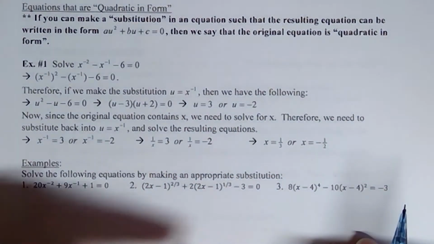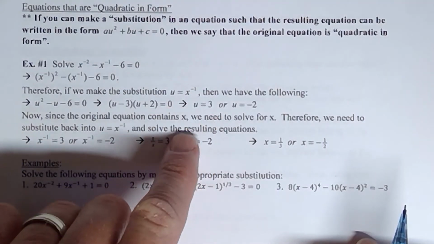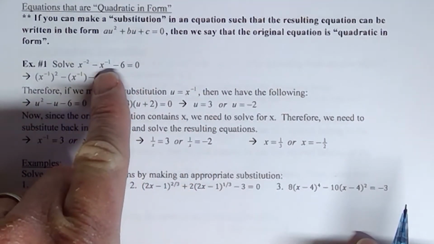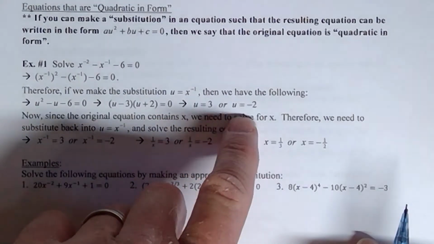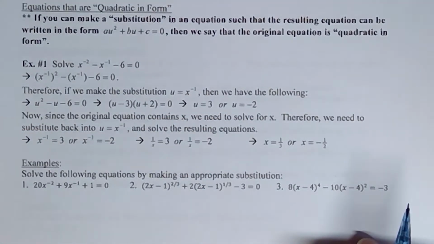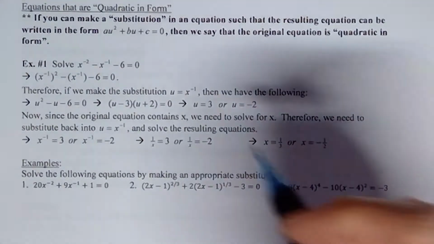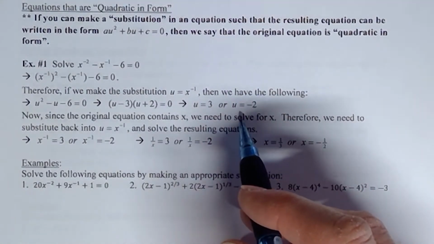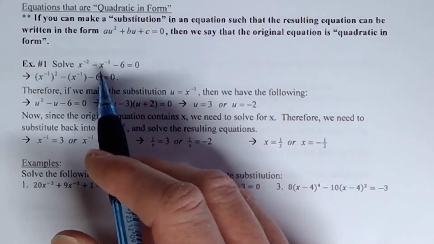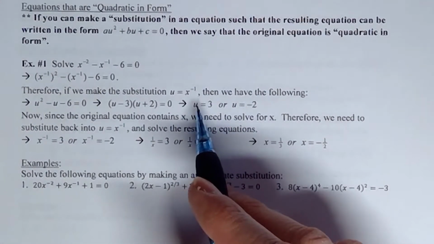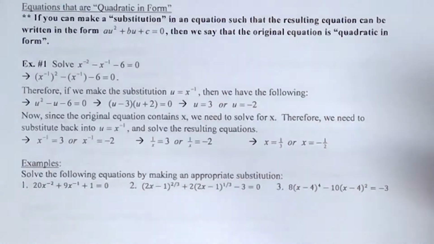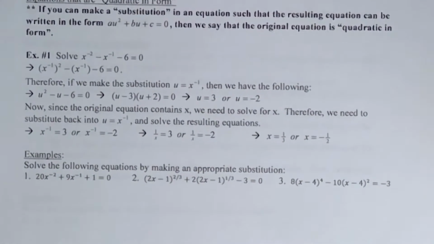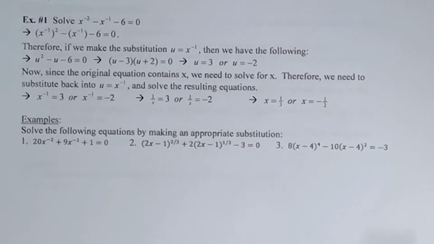Once you do that, though, you need to go back and solve for the original variable. You can't just say, hey, I got u by itself, I got the variable by itself, I'm done. Normally, that would be okay when you're solving a one-variable equation, but because the original variable was x and not u, we then need to go back and substitute again. And again, I'll explain all that as we go through each problem here.